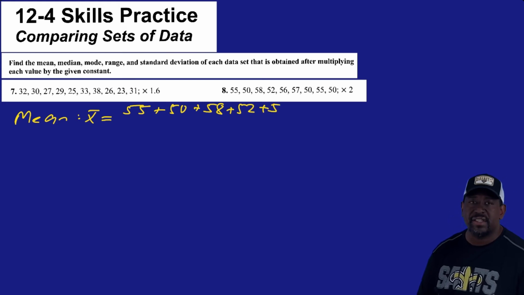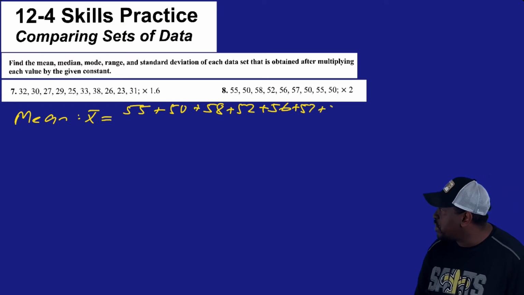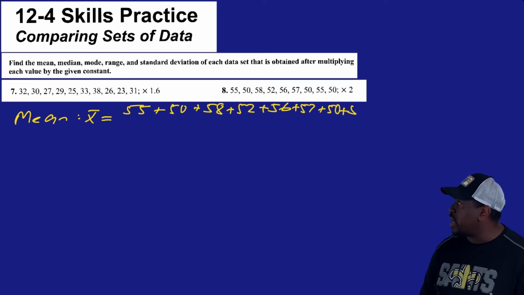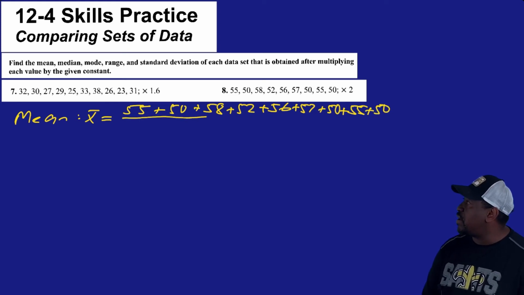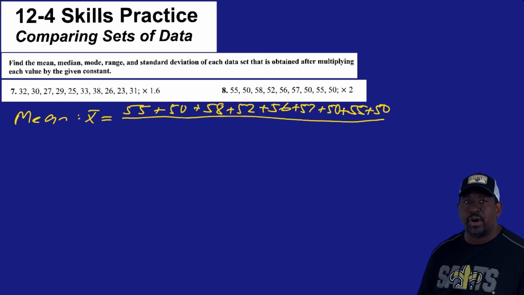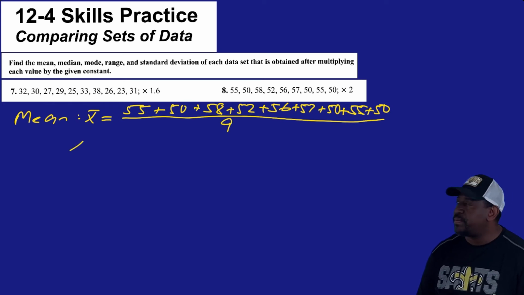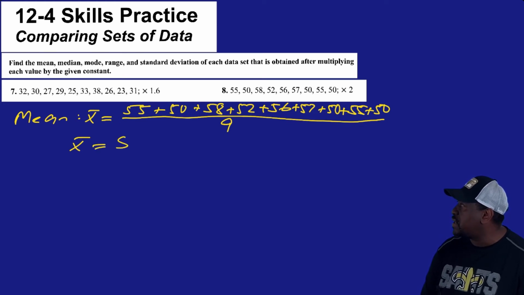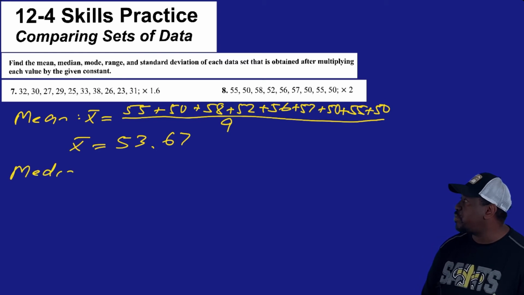We're doing number 8. We're going to do the mean, median, mode, range, and standard deviation for the original set of points. And to get our new value by multiplying, we'll just multiply all those values by 2. So that's the method we're going to use. In this first example, we add the 9 terms up. We divide by 9. And so the mean for number 8 will be equal to 53.67, and that is the average of all those data points.